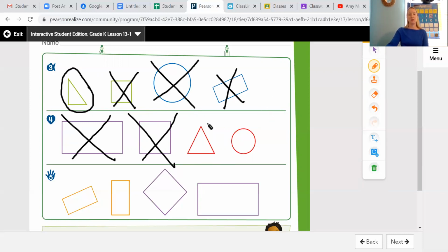All right, let's look at this triangle. Is a triangle a rectangle? Nope, it's not a rectangle. But does it have 0 sides? Let's count. 1, 2, 3. It has 3 sides, which is not 0, so we're going to cross it out. Look at this circle. Is a circle a rectangle? Nope. Does the circle have 0 sides? Yes, a circle is curved, so it has 0 sides. So that is our mystery shape, the circle.